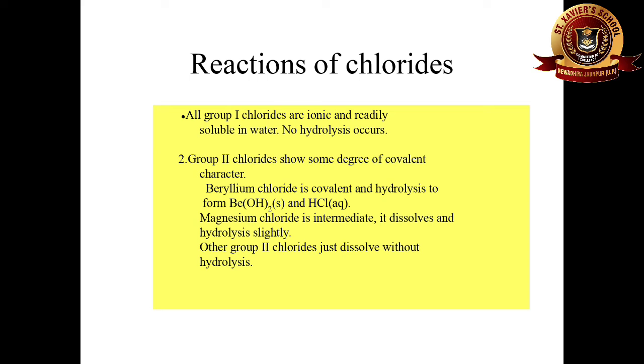Reaction of chlorides. All group first chlorides are ionic and readily soluble in water, but no hydrolysis occurs. Group second chlorides show some degree of covalent character. Beryllium chloride has covalent character and is hydrolyzed to form beryllium hydroxide and HCl in aqueous medium. Magnesium chloride is intermediate. It dissolves and hydrolyzes slightly. Other compounds of group second just dissolve without hydrolysis.